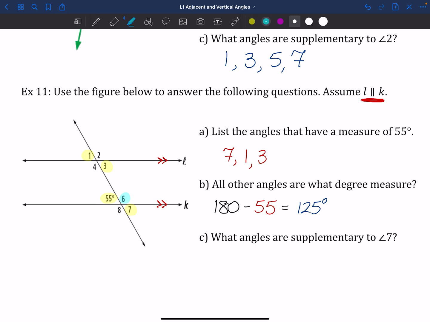And then again, which angles are supplementary to angle 7? Well, angle 6 is, because it makes a straight line with it. So is angle 8. And then just like on the last one, every other angle should be equal, either because they're corresponding or because they're vertical with angle 6. So we can also include 2 and 4.